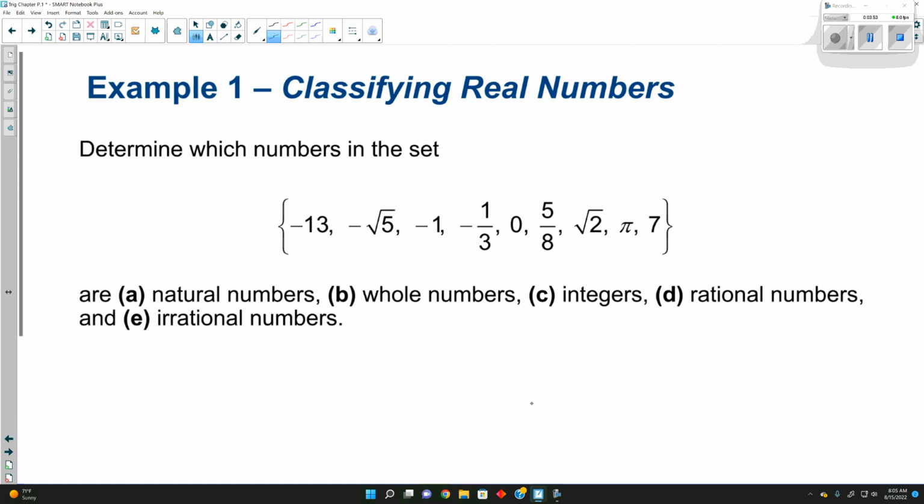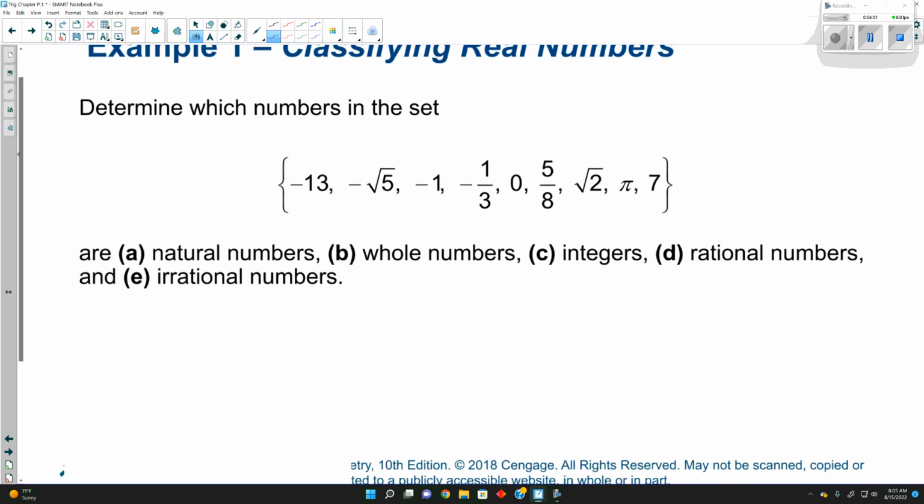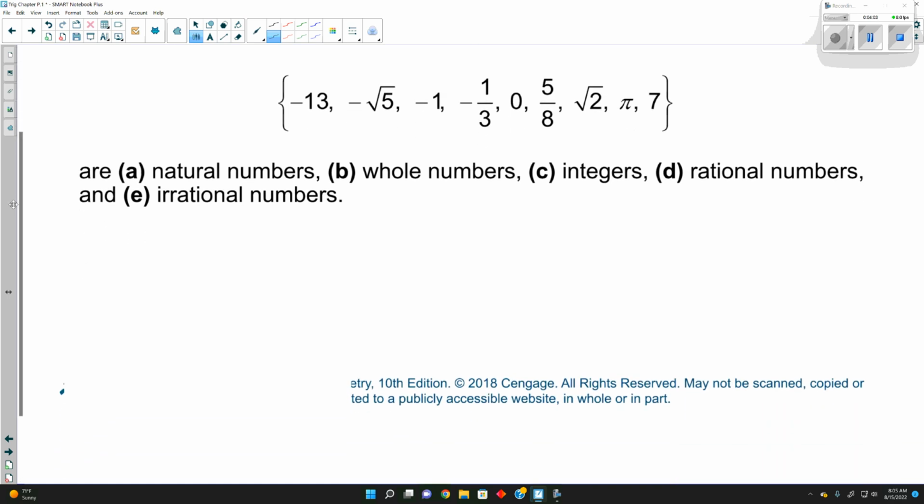Any questions on any of this so far? Pretty much a repeat of stuff we've done before. So if we wanted to look at this group of numbers and we wanted to pick out all the ones that we would consider the natural numbers, which ones would we pick?